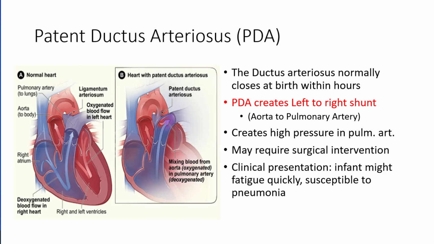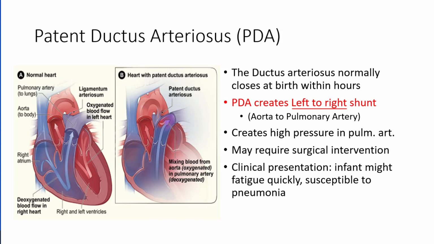So like we mentioned in the first unit, typically the PDA involutes and closes at birth within hours, right? We need it when we're a baby to prevent that blood flow from getting into the lungs. But when we're breathing on our own as a newborn, we don't need that anymore. We actually need blood to be going into our lungs. So the PDA creates a left to right shunt, right?